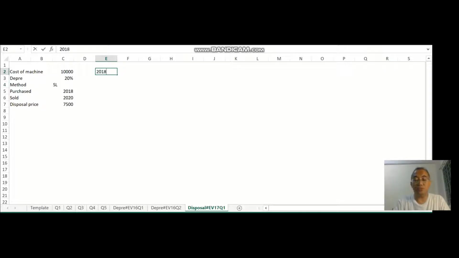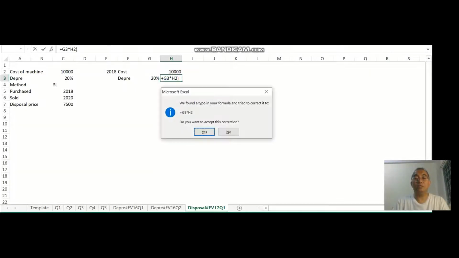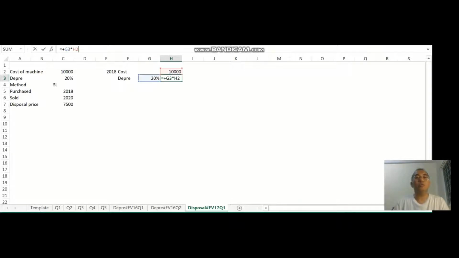Okay, so in 2018, cost is 10,000, and then we have depreciation at 20%. So just take 20%, times with -1, so I get the negative sign. So the net book value is 8,000 for 2018.